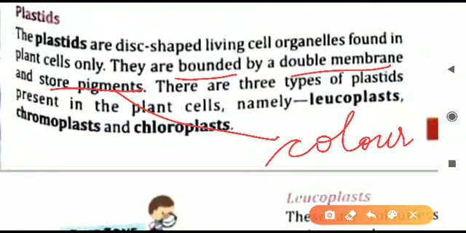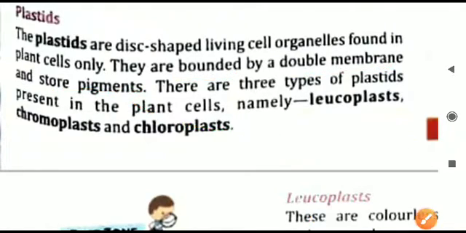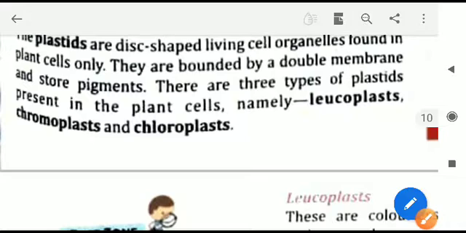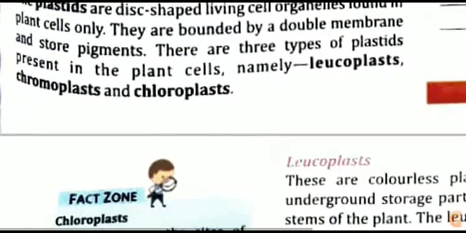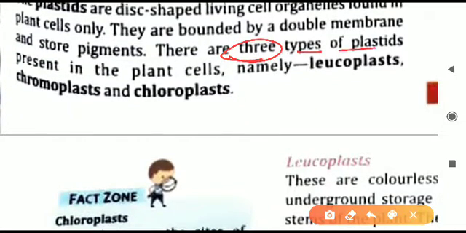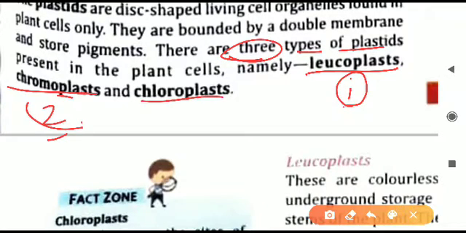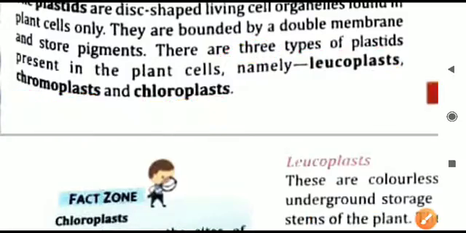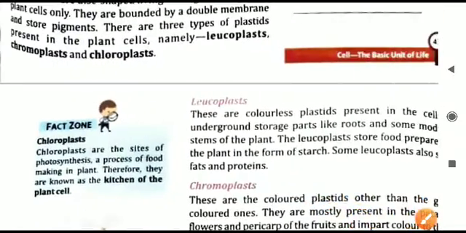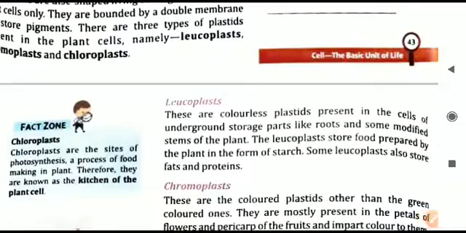The plants are generally green in color. What is the reason? The reason is chlorophyll. That is a type of pigment, and it is present in the plastids only. What are the different types of plastids now? There are three different types of plastids. All the names you have to learn. First is the leucoplast, second is the chromoplast, and third is the chloroplast. Leucoplast, chromoplast, and chloroplast. All three are important. One by one let us see.